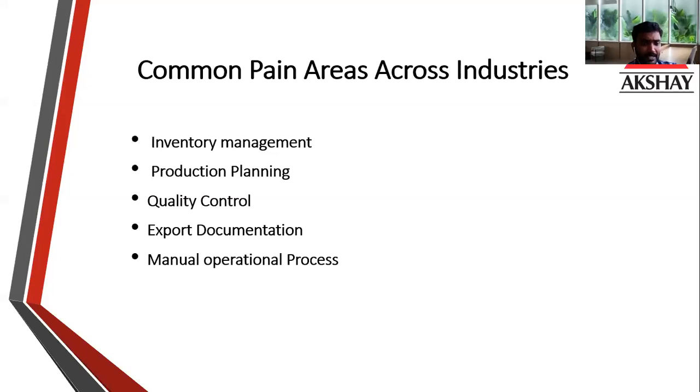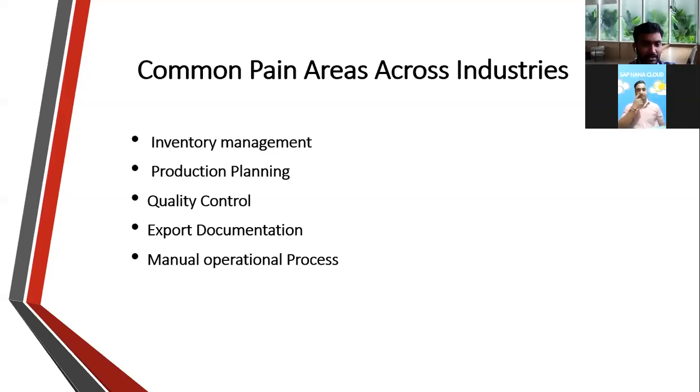Next one is the export documentation. Generally, most of the companies use Excel and MS Office to maintain their export documentation. So we need to automate that, because what happens whenever we maintain all the export documents in an Excel or a Word file, we need to keep it on a hard drive. So there is a possibility that the hard drive could crash. So we can lose our data. So what if we can maintain that data in ERP, and whenever we require, we can retrieve it. So this is also a common pain area.